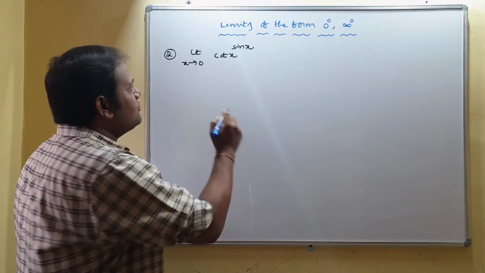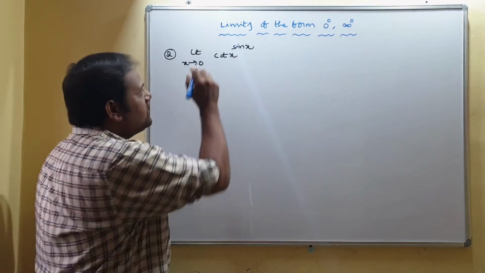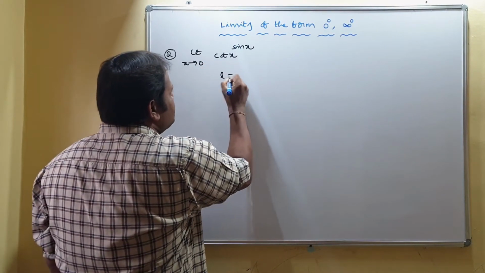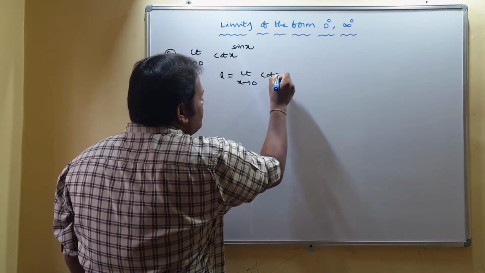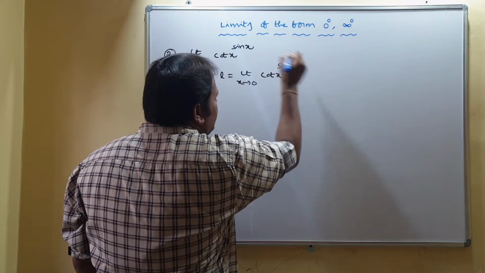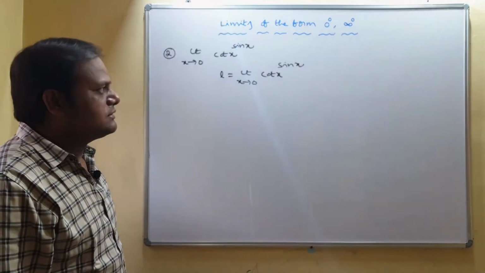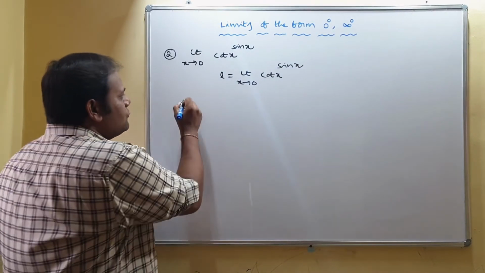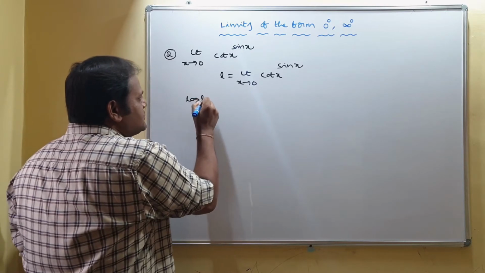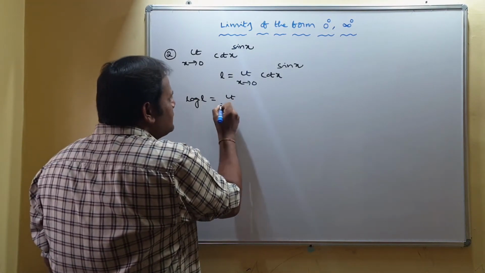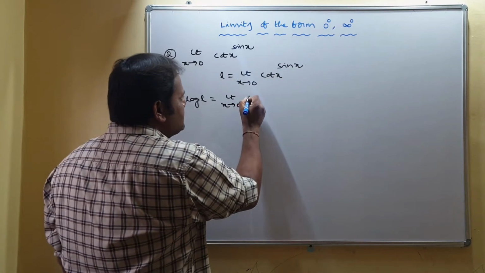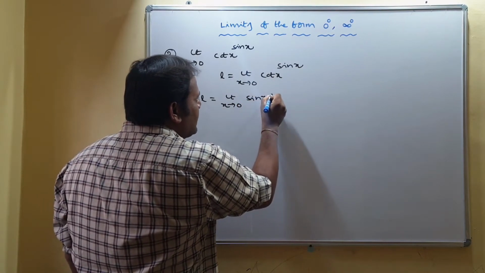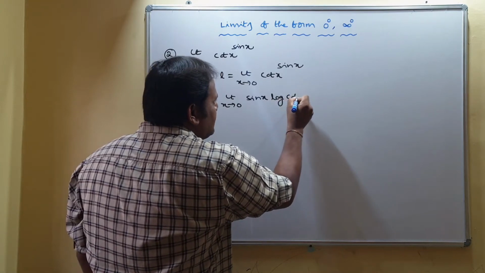Is it? So before taking the log function, I am taking this value as L. So the limit of this function is L, I have taken. So that is L equal to limit x tends to 0 of cot x power sin x. Now you apply the log function on both sides. So log L is limit x tends to 0 of log cot x power sin x. So you can write that as sin x log cot x.